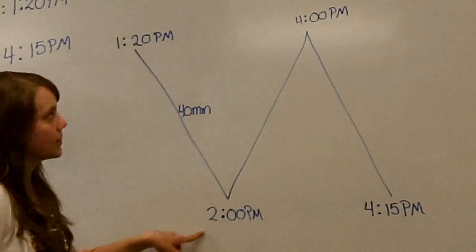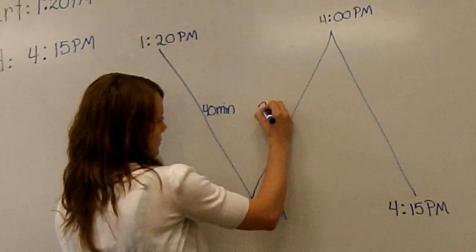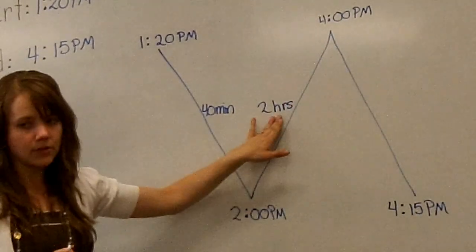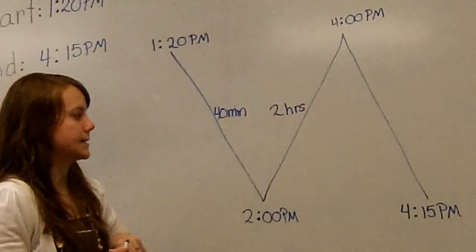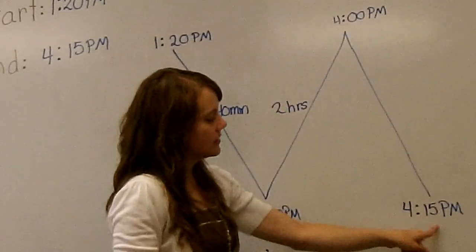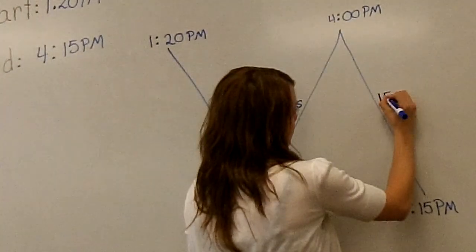Well, from 2 o'clock p.m. to 4 o'clock p.m., that's 2 hours. And again, I make sure that I label that 2 hours, not minutes. And then finally, how many minutes from 4 o'clock until our end time, which is 4:15? That would be 15 minutes.